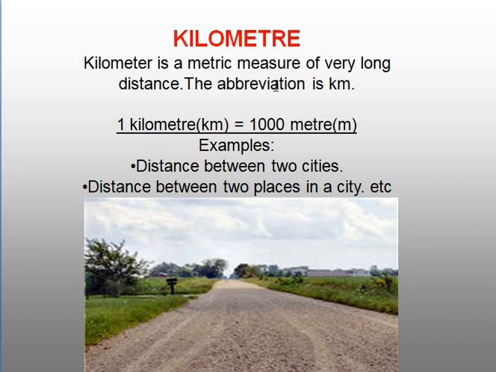Kilometer. Kilometer is a metric measure of very long distances. When we have to measure very long distances, then we use kilometer, km. It is represented by km. 1 kilometer is equal to 1000 meters. 1000 meters makes 1 kilometer.